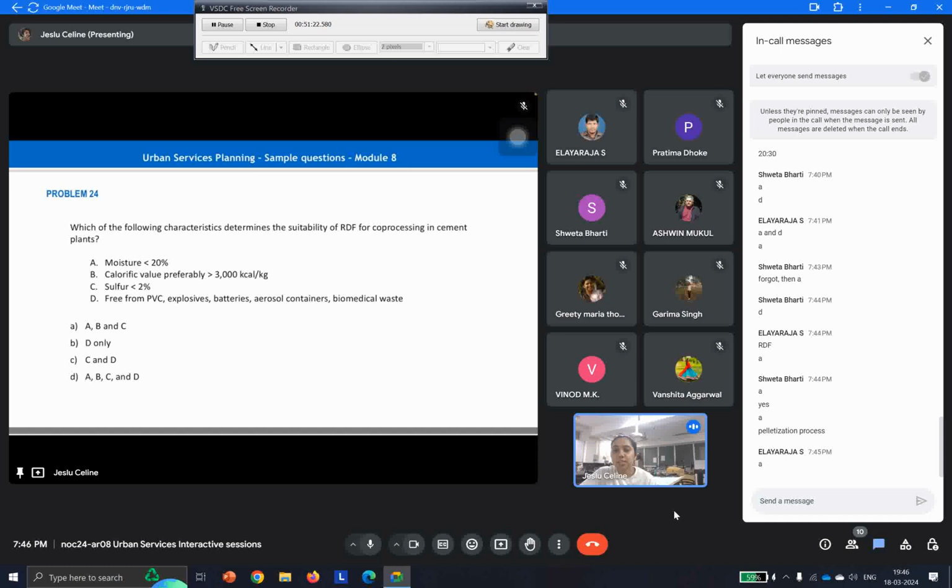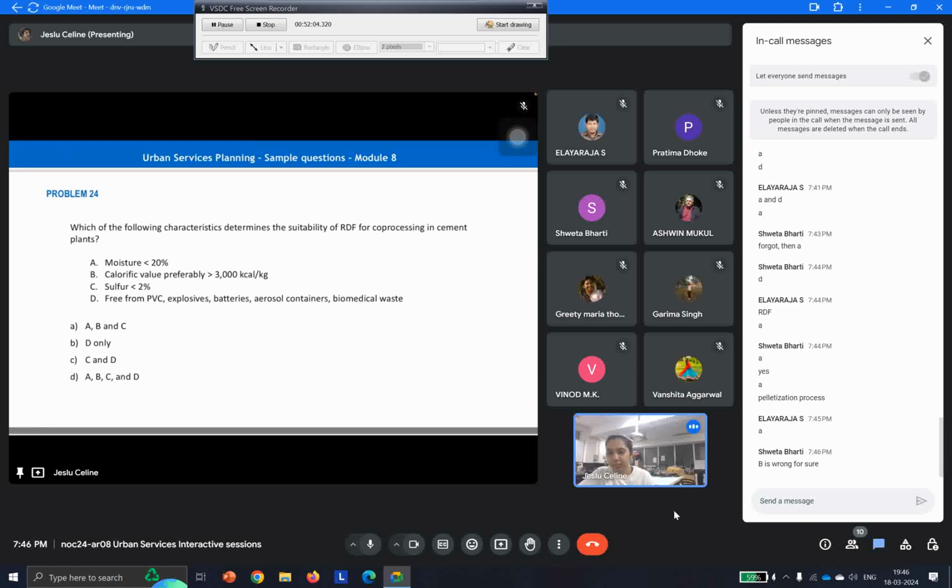Which of the following characteristics determines the suitability of RDF for co-processing in cement plants? A. Moisture less than 20%. B. Calorific value greater than 3000 kilocalories per kg. C. Sulfur less than 2%. D. Free from PVC, explosives, batteries, aerosol containers, biomedical waste, etc. Okay, so A, B, and C is what Shweta says. So which means D, free from PVC, explosives, batteries, aerosol containers, biomedical waste. Is that not a requirement for co-processing in cement plants?